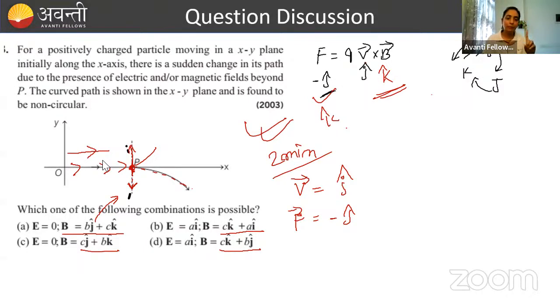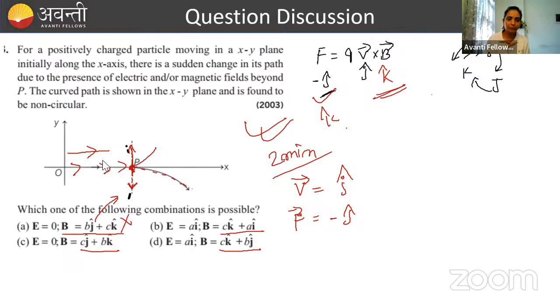But at this point, can you see that this arc has its center somewhere on the k axis? No, because this arc is basically in the xy plane. It can't have a center on the k axis, right? So this can't be true.